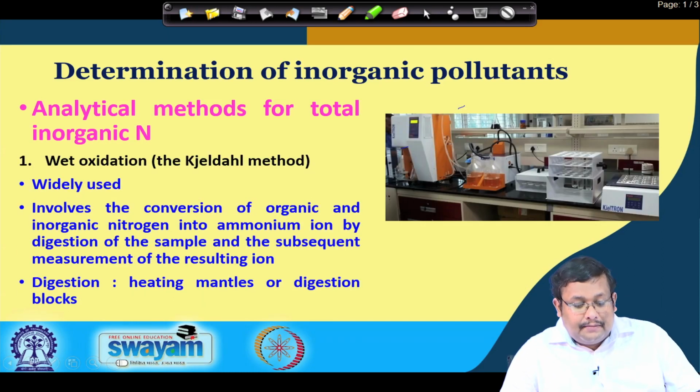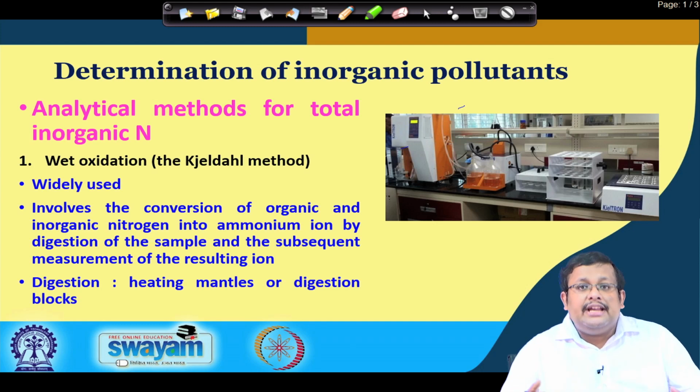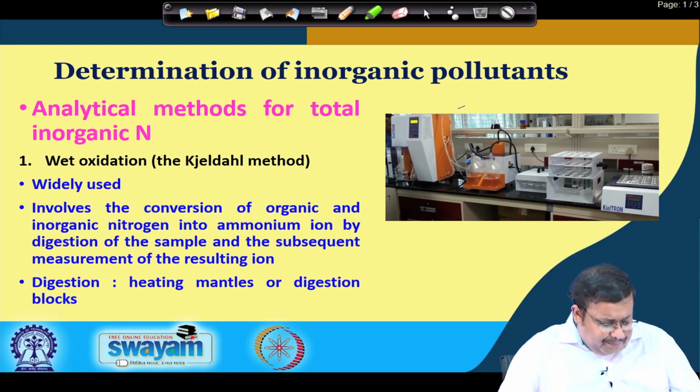Now, another method for measurement of inorganic nitrogen. We are talking about total inorganic nitrogen. In total inorganic nitrogen, generally we follow two methods. One is the wet oxidation method, another is the Dumas method. Let us first discuss the wet oxidation method, also known as the Kjeldahl method.